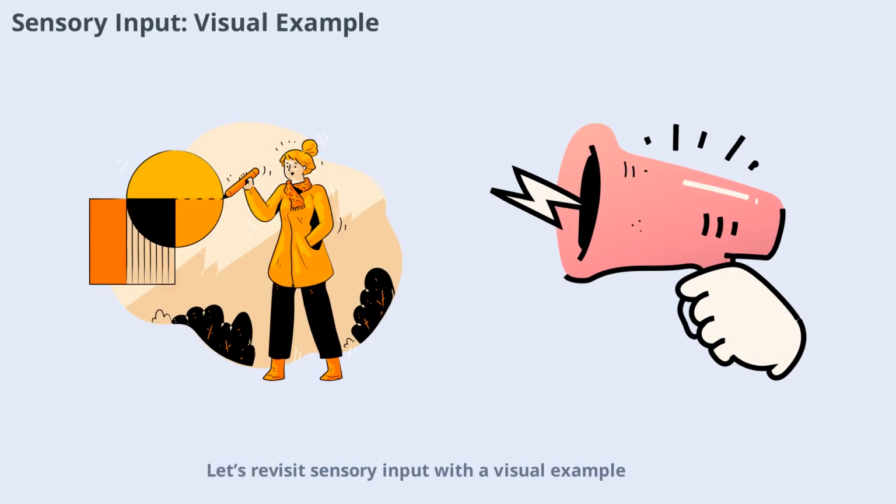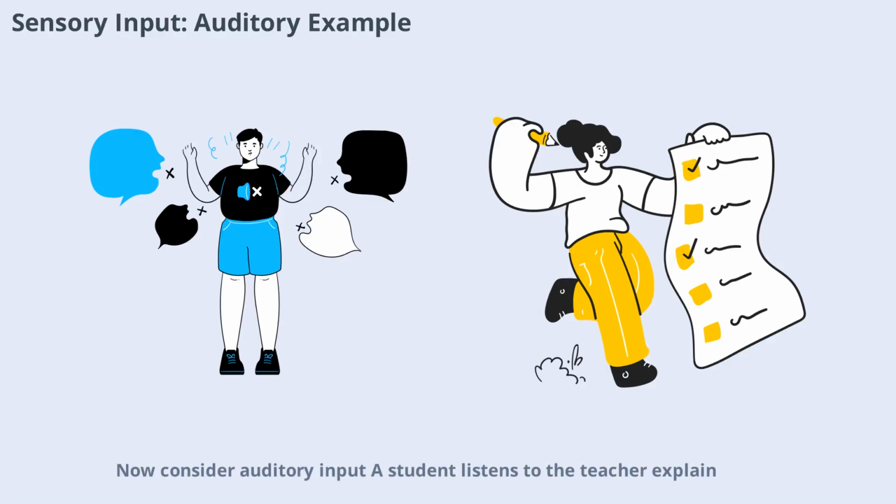Let's revisit sensory input with a visual example. Imagine a student reading a textbook and looking at diagrams. The eyes send this information to the brain, which receives it as raw data. At this point, the brain hasn't processed or understood the material yet. The next step is to focus attention on what's important in the material. Now, consider auditory input. A student listens to the teacher explain a new concept or hears classmates discussing ideas.